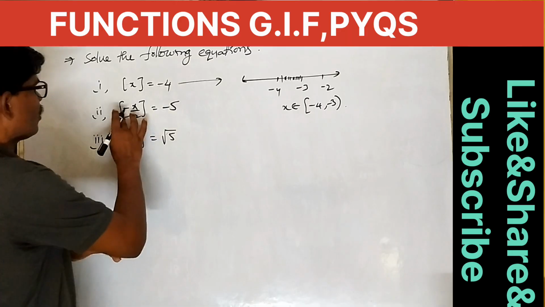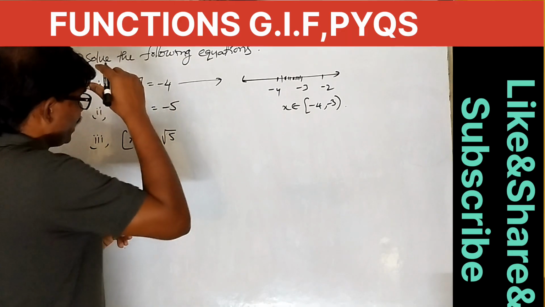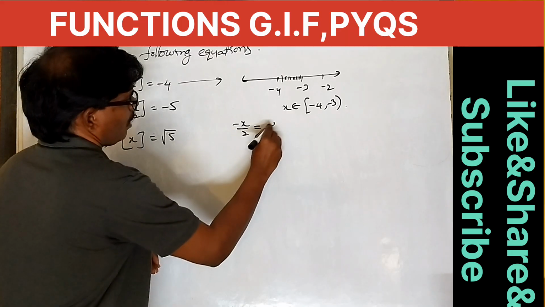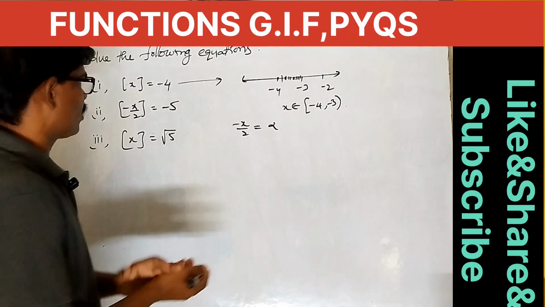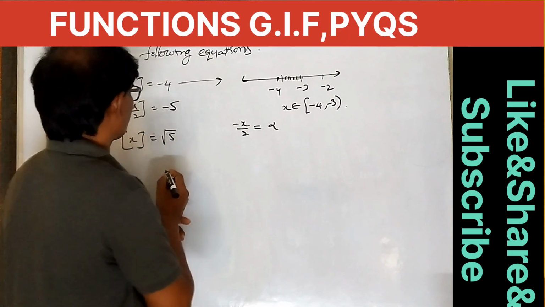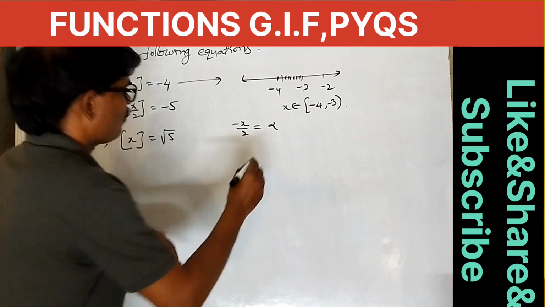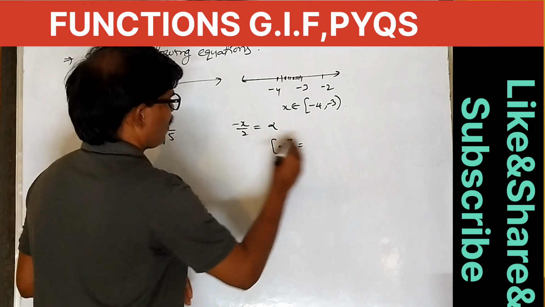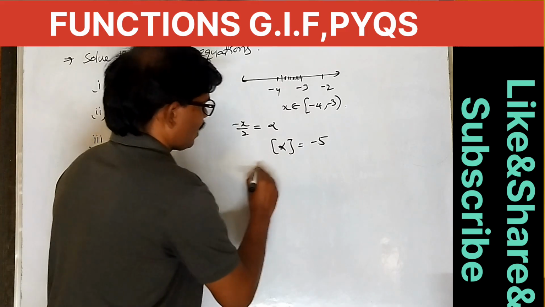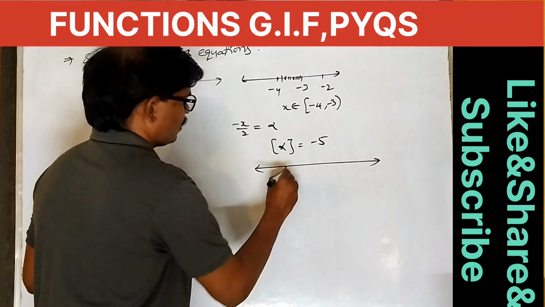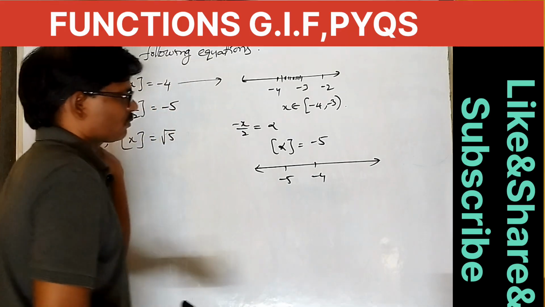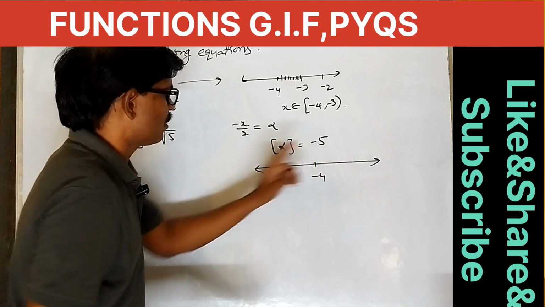Okay, next another one: step of minus x by 2 is equal to 5. Minus x by 2 equal to alpha. Take this one: step of alpha is equal to minus 5. Take the number line, here minus 5, here minus 4. Step of alpha is equal to minus 5.